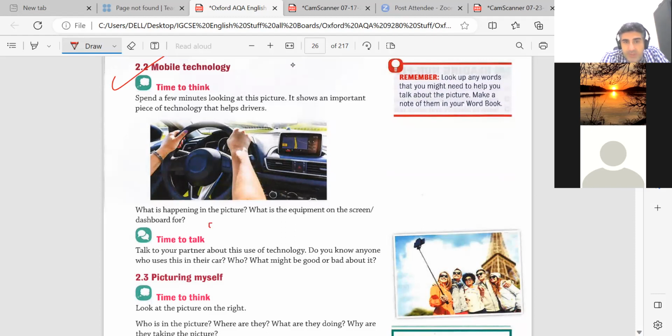So what's happening in the picture? What is the equipment on the screen? Think about it: mobile technology. What does mobile mean, guys? Movable, like portable. Perfect. Easy to move or movable. Yes, well done.